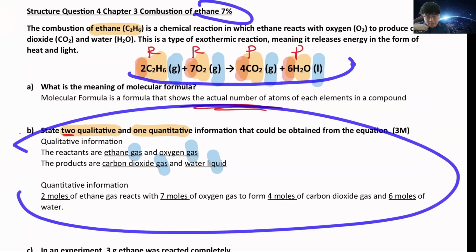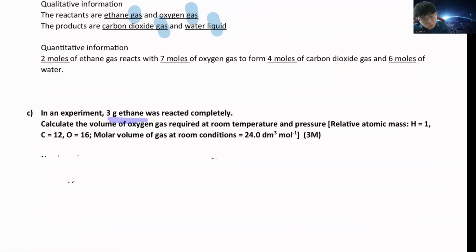They also might ask a calculation where they give you 3 gram of ethane. So first, you calculate the moles. Ethane is mass over molar mass. I got 3 gram. Then ethane is C2H6. So C is 12, so 2 times 12, and 6 hydrogen, 6 times 1. Then you get 0.1 mole.